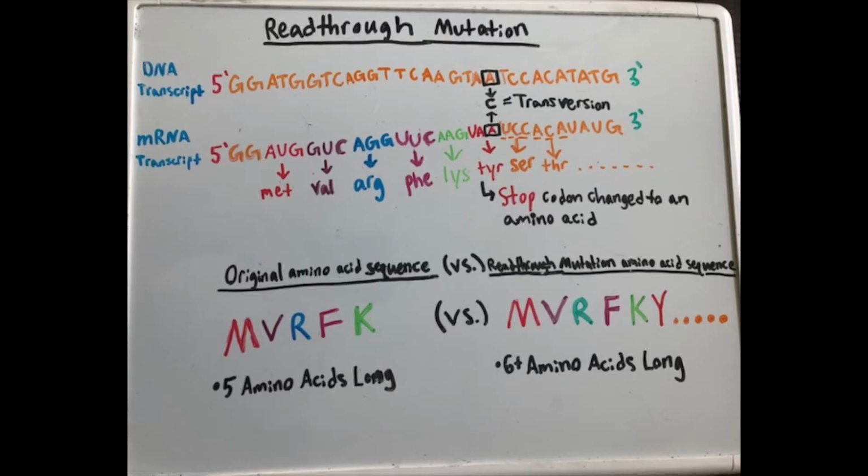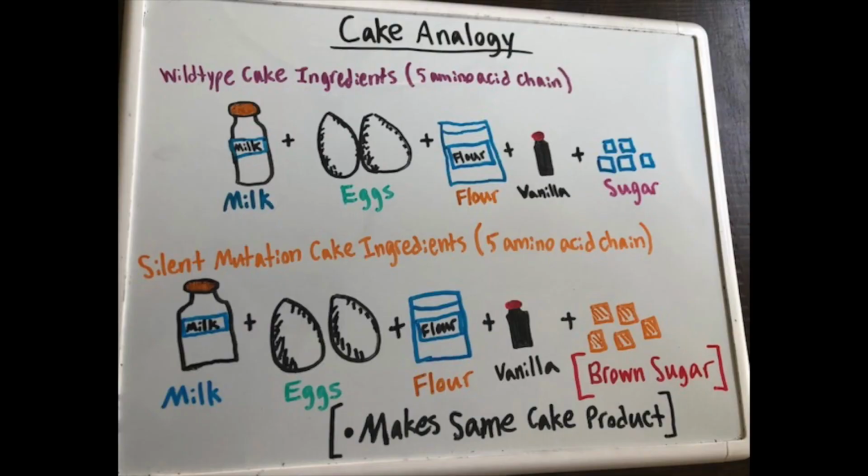If there was a final mutation from changing the highlighted adenine into a cytosine in the DNA coding strand, this would be an example of a transversion from a purine to a pyrimidine. This mutation is considered to be a read-through mutation, as the original stop codon, UAA, is now coded to a UAC. This codon now codes for the amino acid tyrosine, where the amino acid chain continues to elongate, forming a longer protein chain.